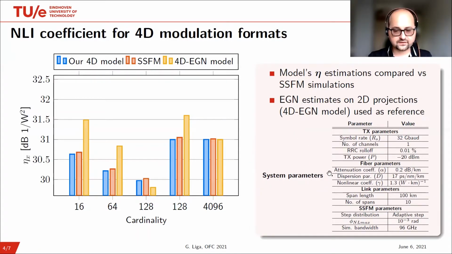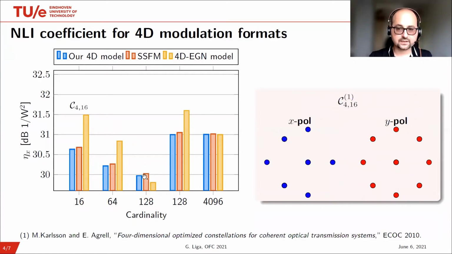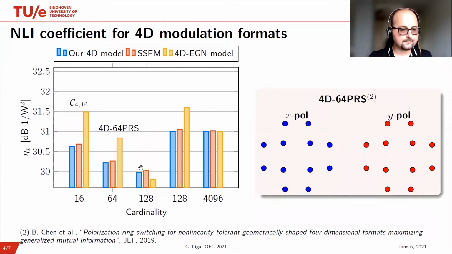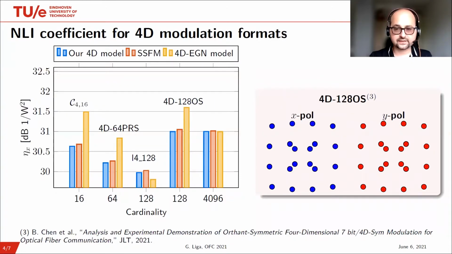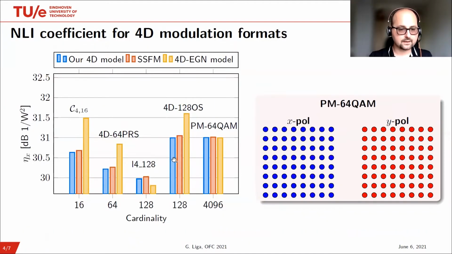So the system under consideration is the one described by this table. It's a single channel multi-span system, and we analyzed 5 different constellations here, with different cardinalities. The first one is C416, then the 4D 64 PRS constellation, the L428 constellation, the 4D 128 orthogonal symmetric, and then finally a polarization multiplex 64 QAM constellation.